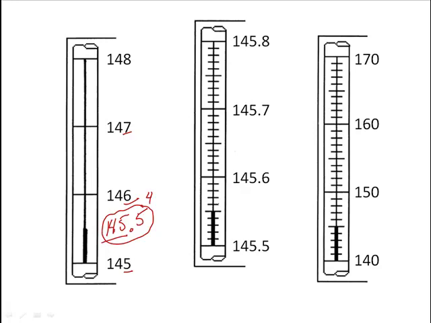Now let's look at this one. These big lines, I should say, right here, and so forth, they represent the tenths. See the tenths going up? 0.5, 0.6, 0.7, 0.8. So they represent the tenths, and then that means that these little lines in here represent the hundredths.